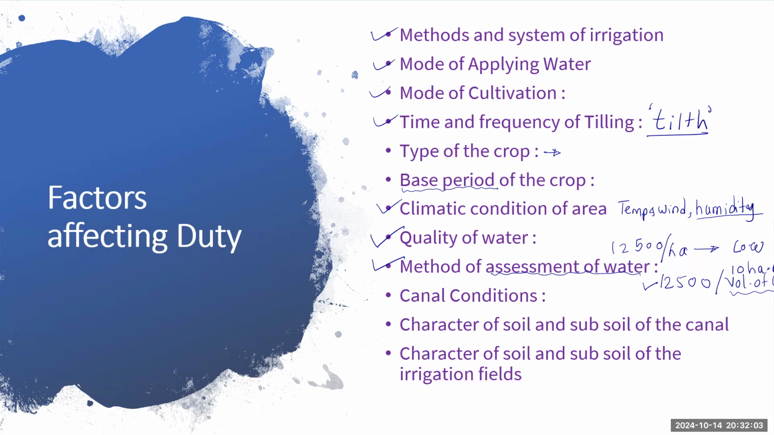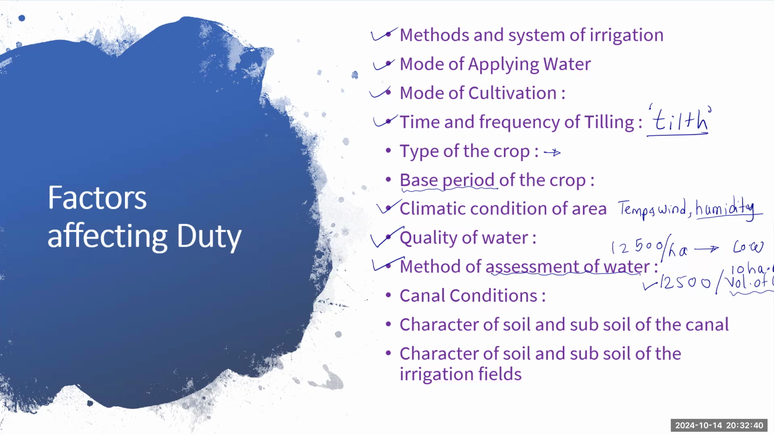Character of soil and subsoil of the canal. We know that these canals are constructed either in cutting or in embankment. If it is in cutting and passes through rocky strata, in that case the conveyance losses are less, and that's why duty is higher. And if the soil consists of coarser particles, if it is a sandy soil or coarse grained soil, in that case percolation losses will be more and duty will be less.